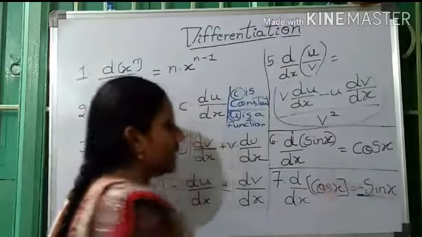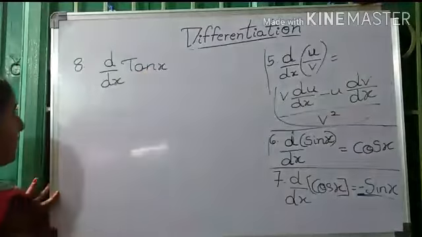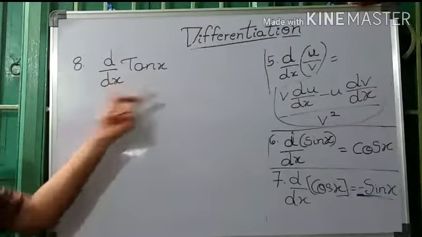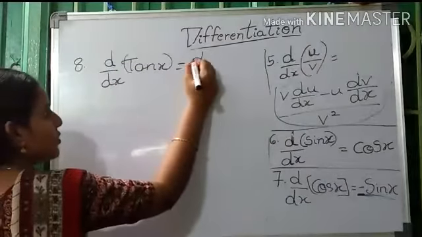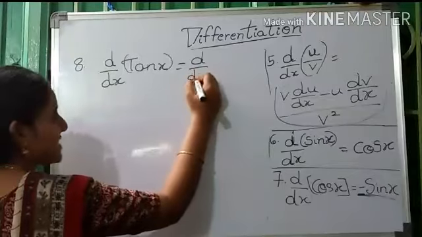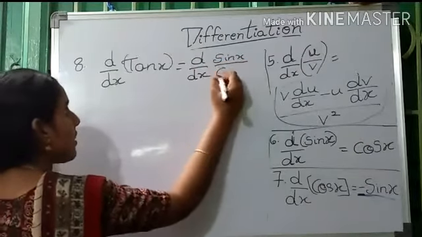Take care of the minus sign. d by dx of cos x is equal to minus sin x. Now let us see d by dx of tan x. We know that tan x is equal to sin x by cos x. Let us derive this, d by dx of sin x by cos x.